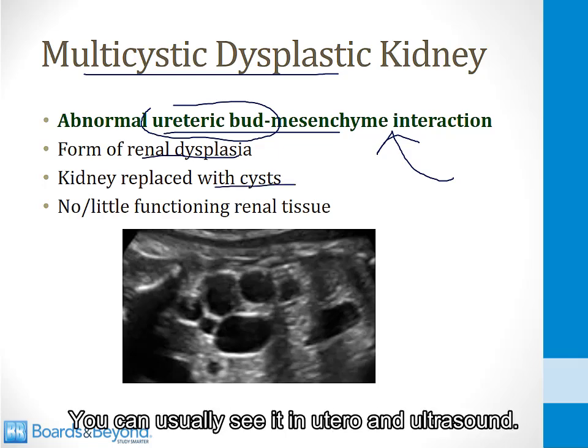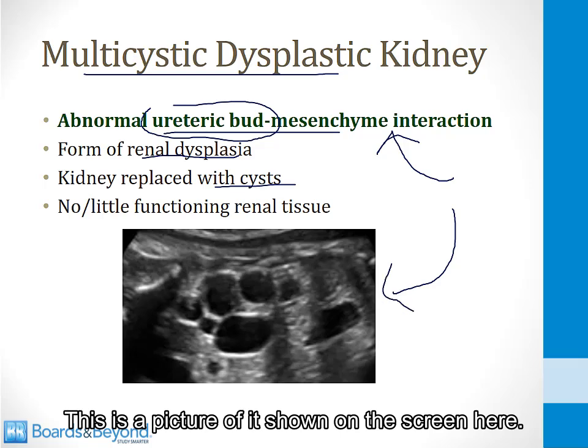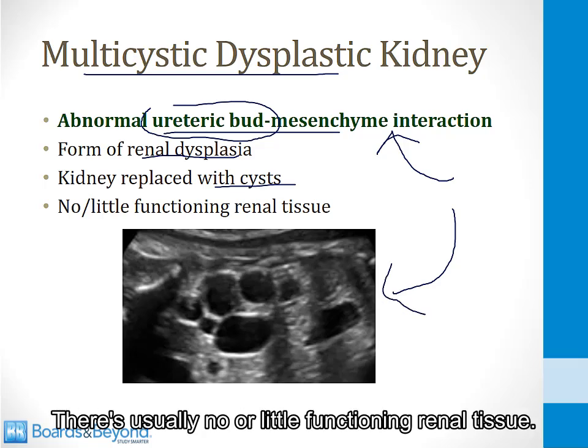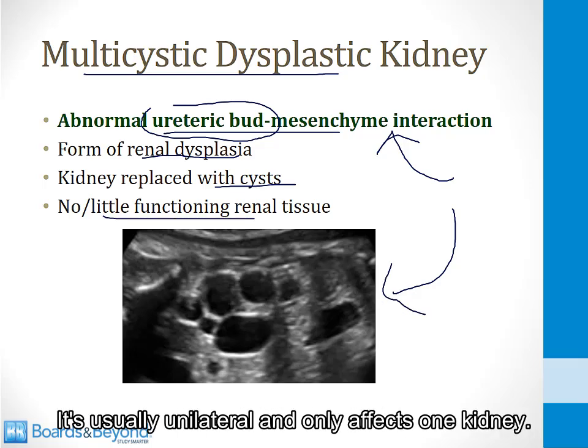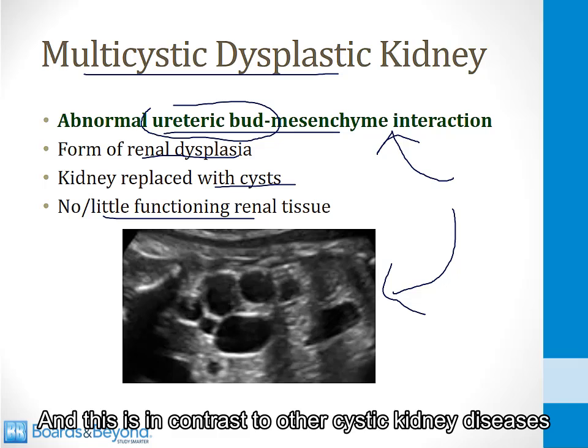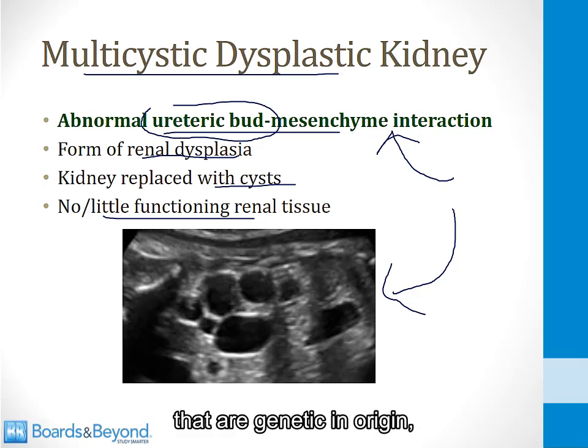You can usually see it in utero on ultrasound. This is a picture of it shown on the screen here. There's usually no or little functioning renal tissue. It's usually unilateral and only affects one kidney, and this is in contrast to other cystic kidney diseases that are genetic in origin. Those typically affect both kidneys.